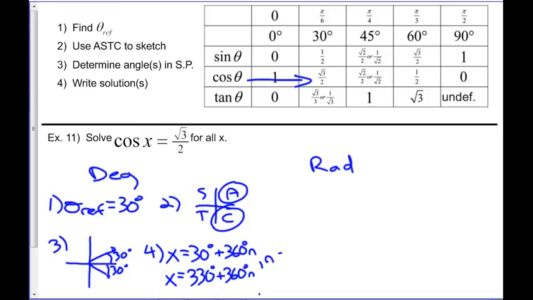And I put n is an element of integers. Integers just means positive or negative whole numbers. So you can't have a portion of a revolution. You have to have a whole number, positive or negative multiple of that revolution.